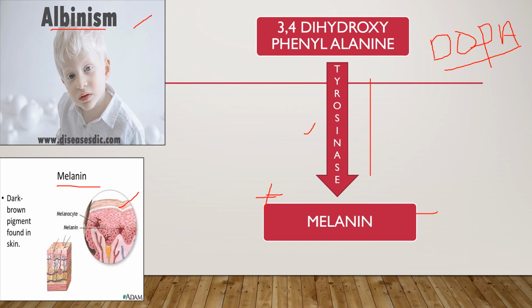So in albinos, that means the people suffering from albinism, they have the normal number of melanocytes, but the melanin pigment is absent. So this is an autosomal recessive disorder because of the lack of tyrosinase enzyme. Because the people with recessive alleles cannot produce the tyrosinase enzyme, as a result, they suffer from albinism.